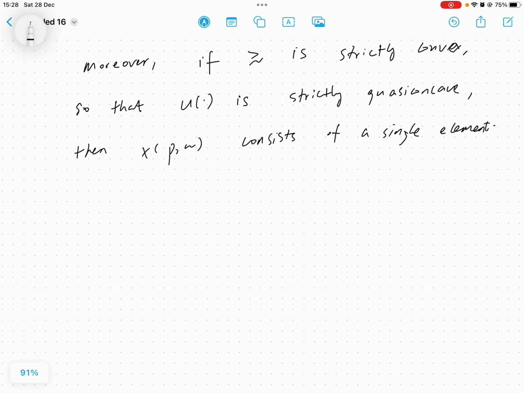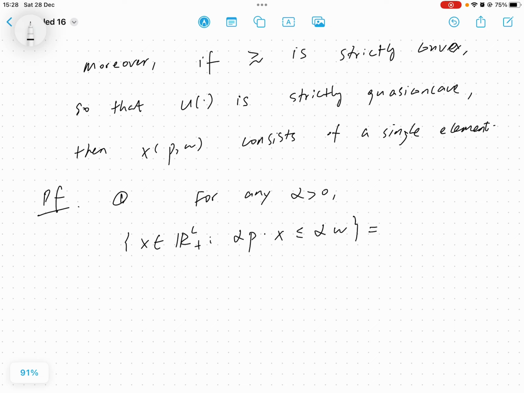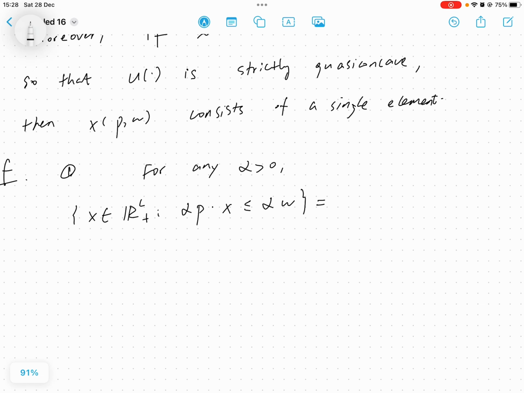Good. Now let's start to prove those properties. For the first, this would be very easy. For the homogeneity, for any positive scalar alpha, we simply multiply. So we're in the set of x. If we multiply p by alpha, inner product with x, and also multiply w by alpha, we can simply cancel the alpha on both sides, and it becomes exactly the same as before.